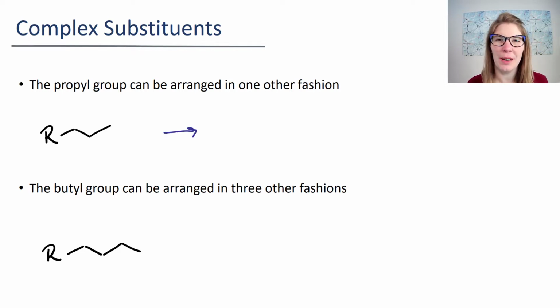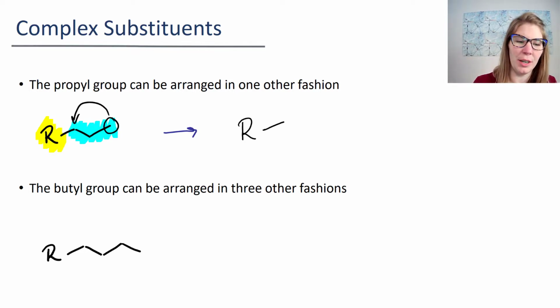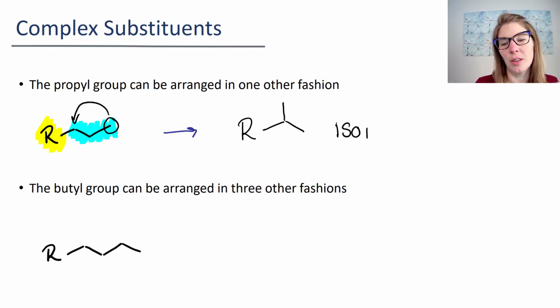First, I want to show you my notation here. R is just saying that this is attached to some bigger chain and that these 3 carbons are my substituent of propyl. If we rearrange the propyl group, what can happen is we can take that final carbon, this one right here, and just put it right there. And if we do so, then there's a branch, and this is called isopropyl.